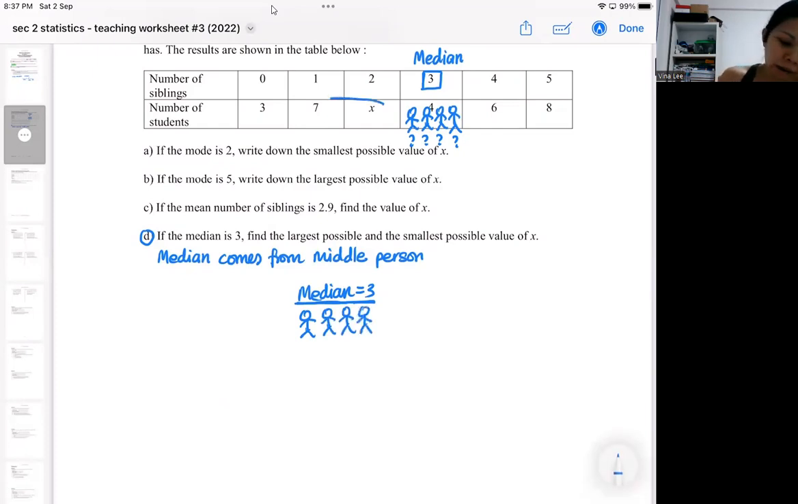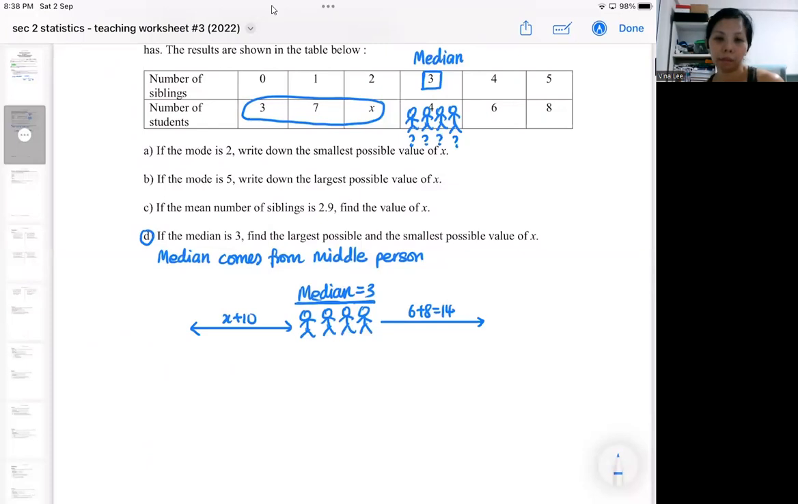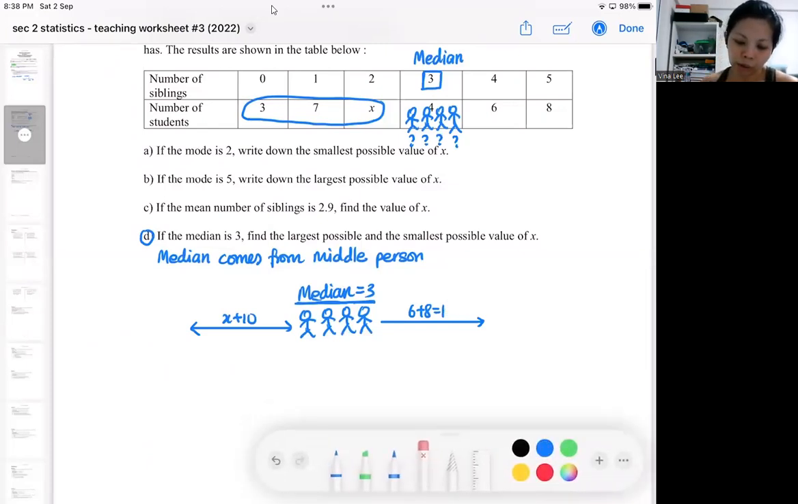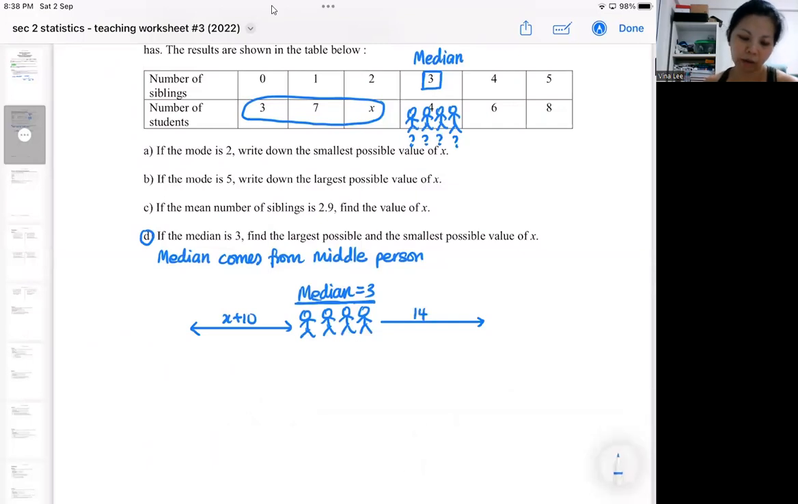So check the left side of the 4 guys. The left side of the 4 guys is X plus 10. The right side of the 4 guys is 6 plus 8. So who is the real middle guy? Who is the middle guy?